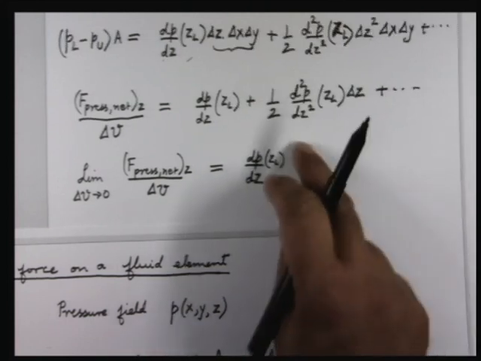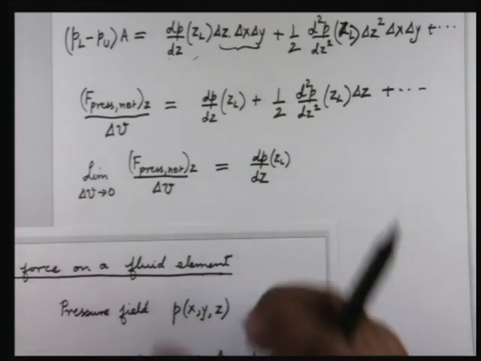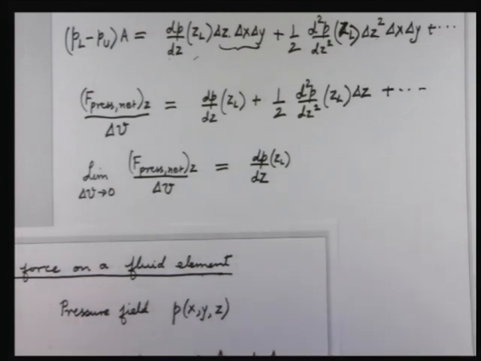The other terms have gone to 0. So dP/dz represents the net pressure force per unit volume on an infinitesimally small fluid element in the Z direction. Now we have to generalize this result to cases where P is varying with X, Y as well as Z.